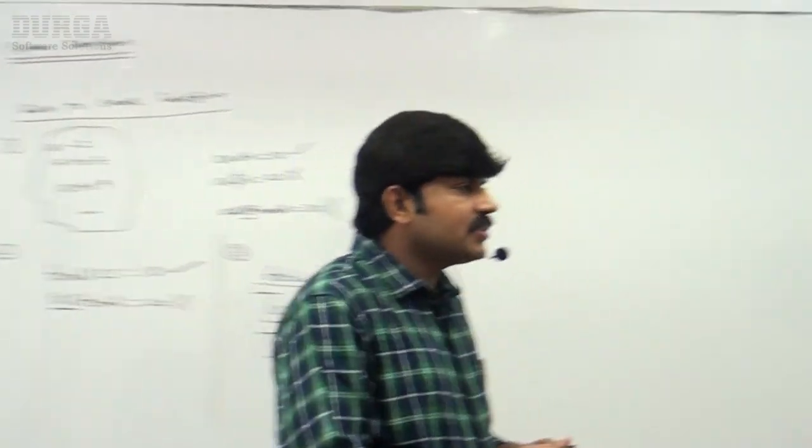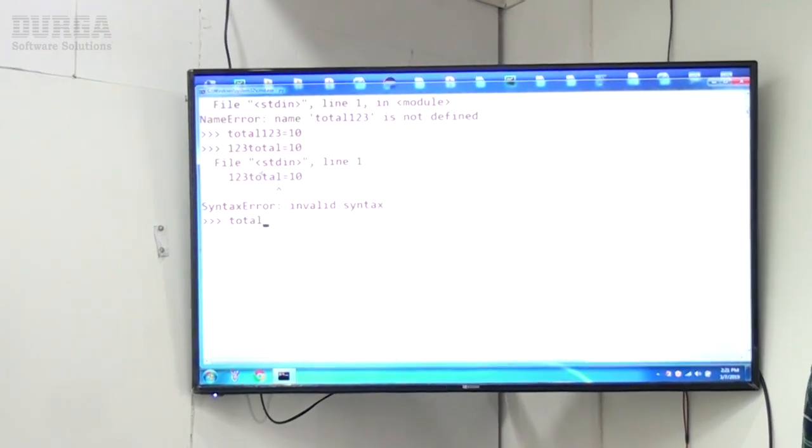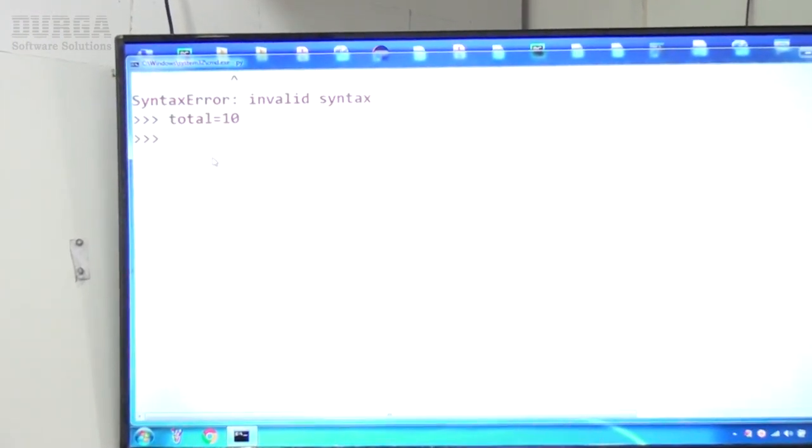Have a look once. Is it real or not? I take total is equal to 10, Total is equal to 20, and now TOTAL is equal to 30. How many variables did I declare?